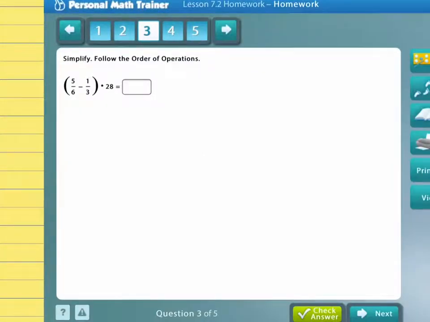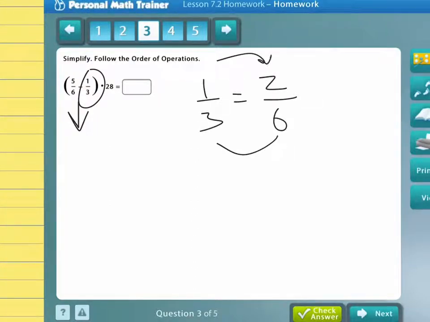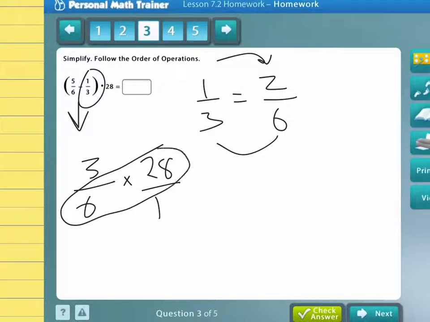Order of operations, you do parentheses first, so it's 5/6 minus 3/6. You see that these are not like denominators, so you have to change the thirds into the sixths. So 1/3 is equal to 2/6. So you have 5/6 minus 2/6, and you have 3/6, and then you're going to multiply that by 28. And you put that 28 over 1. Now you can see here on the diagonal, you can simplify this first. Dividing this by 3 gives you 1. Dividing this by 3 gives you 14. 3 times 14 is going to be 42.